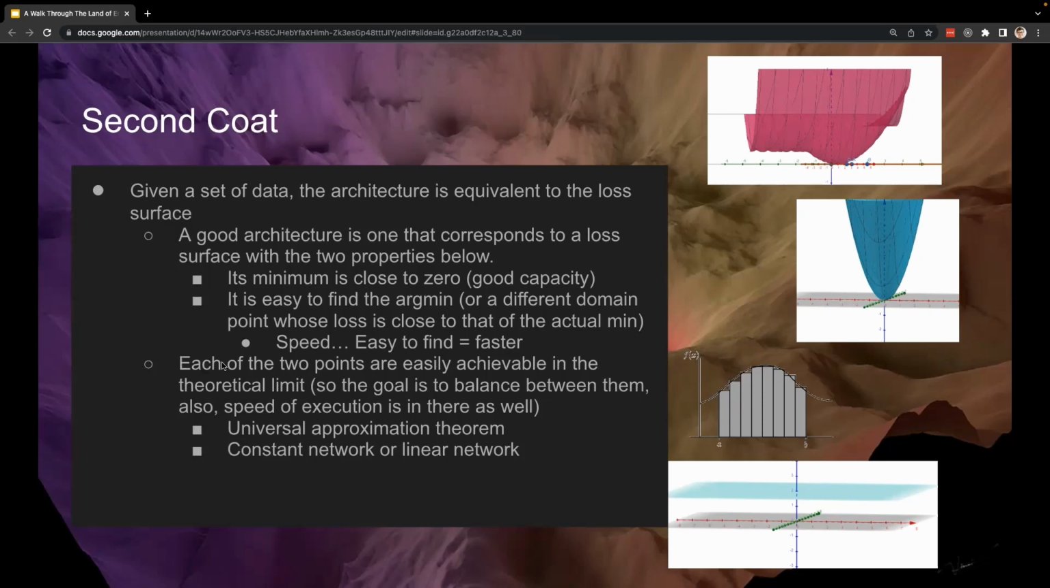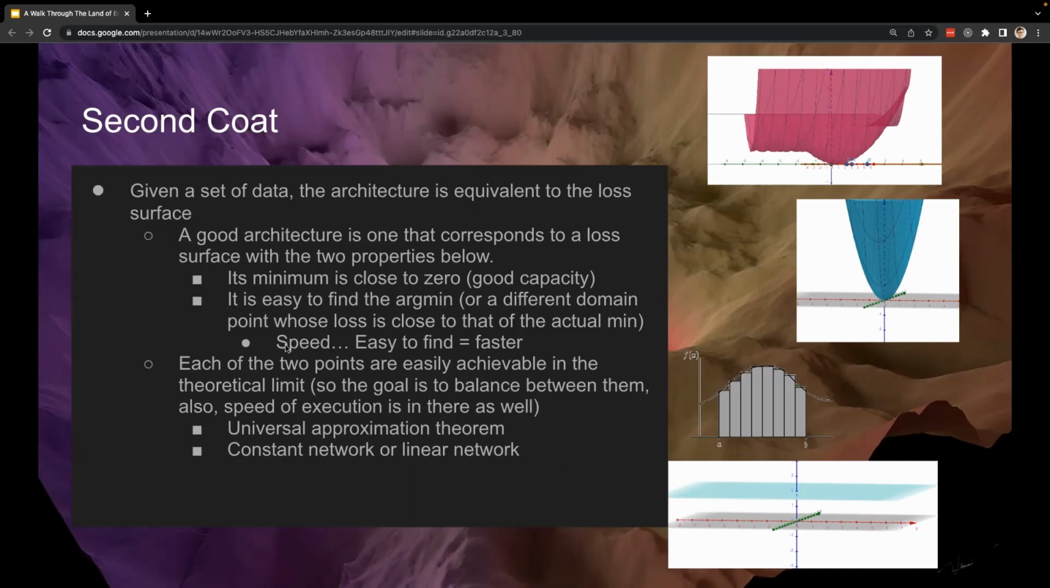Okay, and then down here, each of these 2 things that we want is easy to get individually. So the goal is to get both of them, or to balance them, right? The universal approximation theorem says we can always get a function that perfectly gets all the way to 0, right?